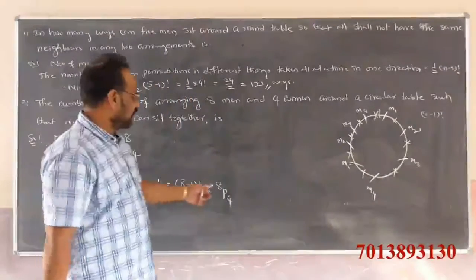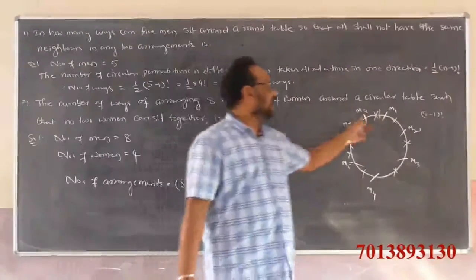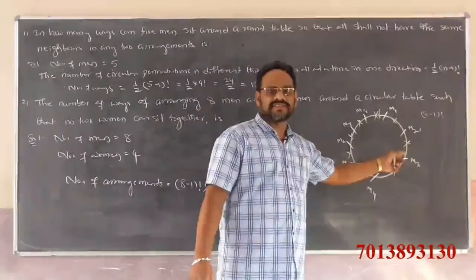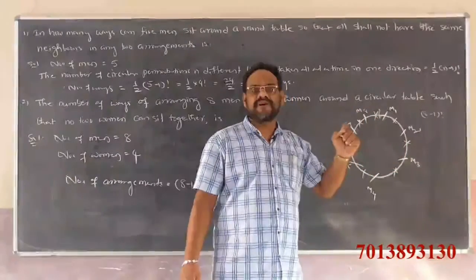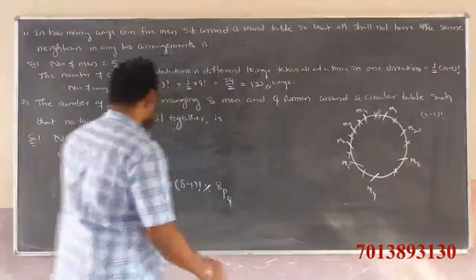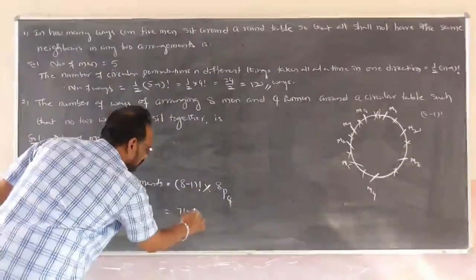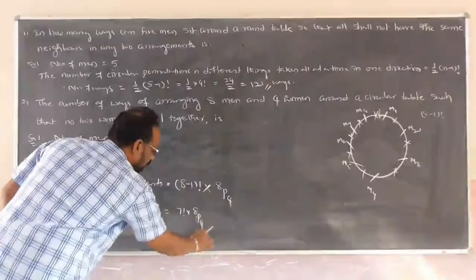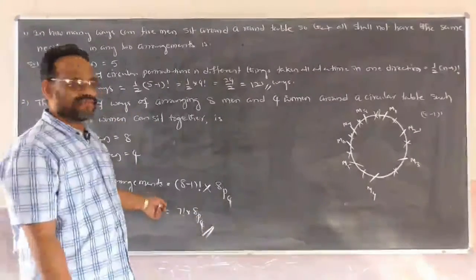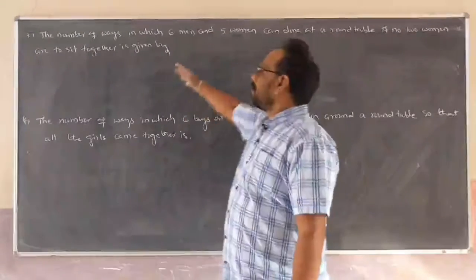8P4. How many ways? 4 women in 8 gaps. Arranging them clearly uses the NPR formula. We use that formula, that is clearly 8P4. So 8 minus 1 is equal to 7 factorial into 8P4. Okay. This next one, the third one.